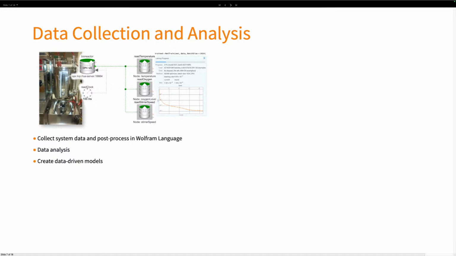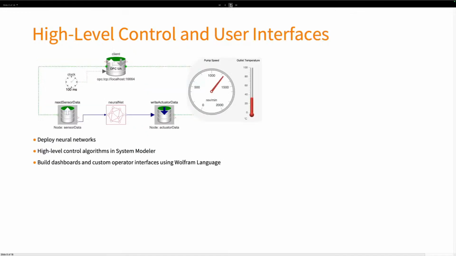We can also do various kinds of data analysis or create data-driven models, like, for example, use the data to train a neural network. Which brings us to the next use case, high-level control and user interfaces. So what's the point of training a neural network unless we can put it to good use? So we can take the trained network and import it into System Modeler.